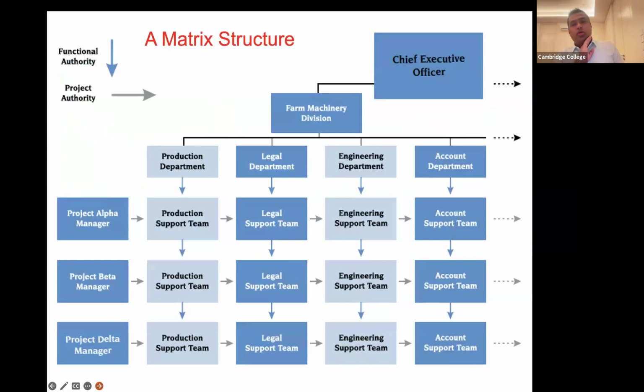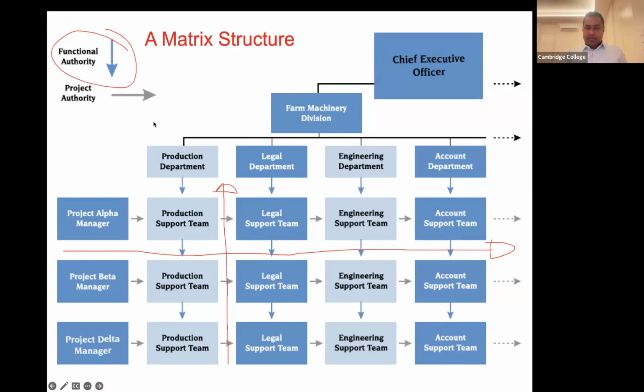right? And then in a truly global organization, you would operate what we call a matrix organizational structure. Now, what is a matrix? A matrix is something like this. You have horizontal reporting lines and you have vertical reporting lines. So your vertical reporting lines deal with functional authority, whereas your horizontal reporting lines are your project authorities.